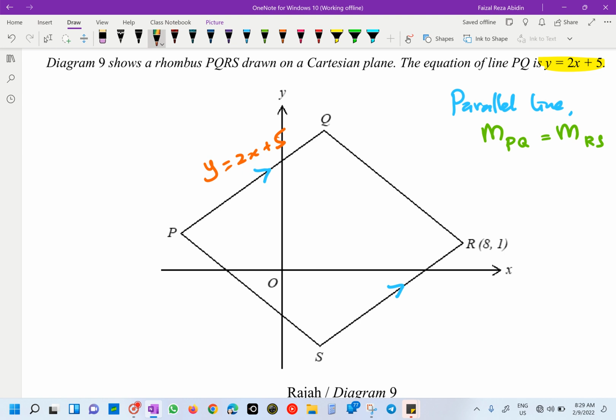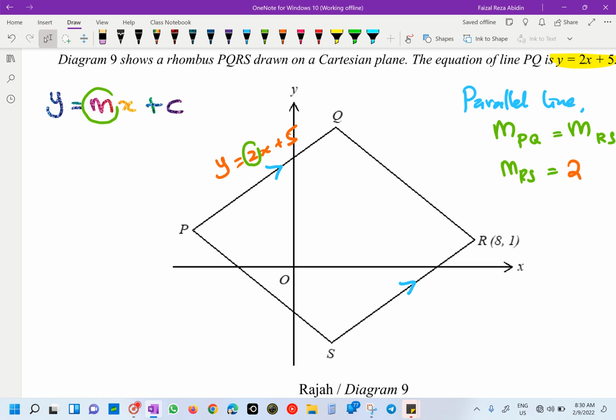Why? Because our equation of straight line is going to be y equals to mx plus c. So this is our gradient m here. So it's going to be 2 only. Can, class? So that means I can have my gradient for RS is going to be 2. Boleh? Kita nak buat equation of straight line. Okay, so now, what next?